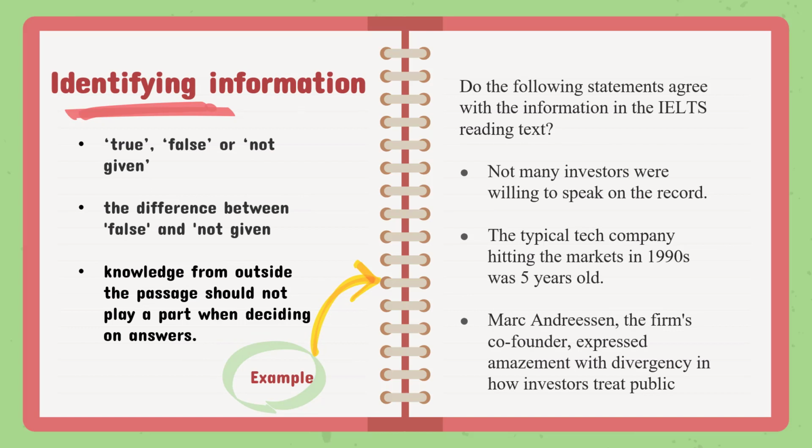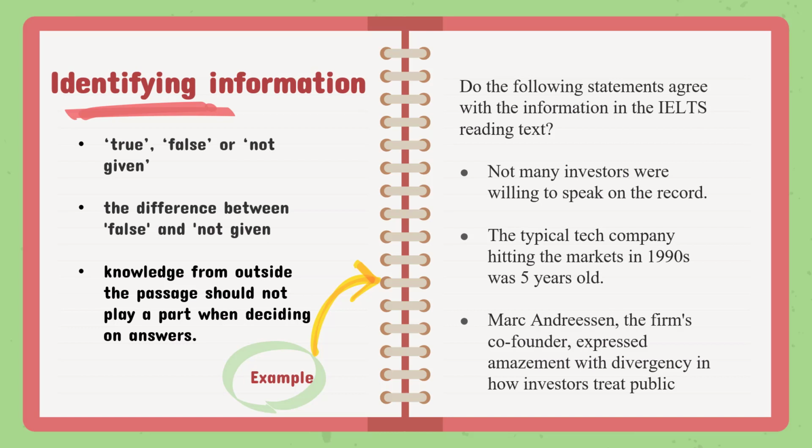We'll go through detail when we actually practice one in another video. And then we have identifying information. We also know this as true, false, or not given. The most important thing in the true, false, and not given type, or the identifying information type, is to know the difference between false and not given. Of course, we all know what true means. Sometimes the information is mentioned directly and sometimes not directly. You need to infer the information there. But false and not given, that's very important.